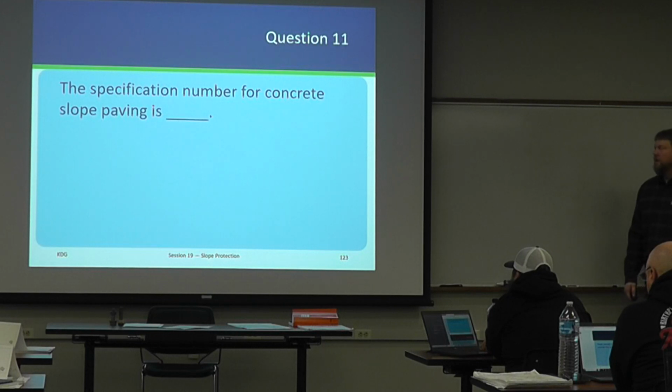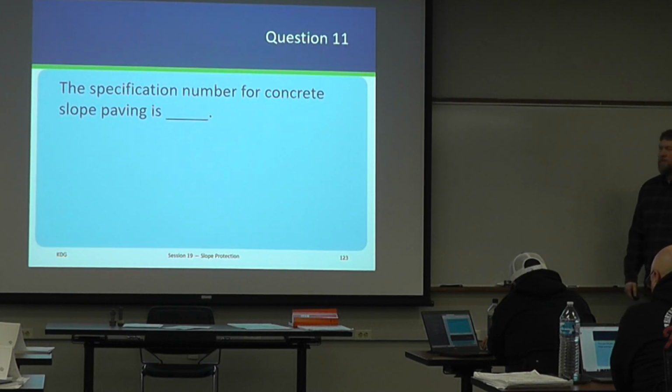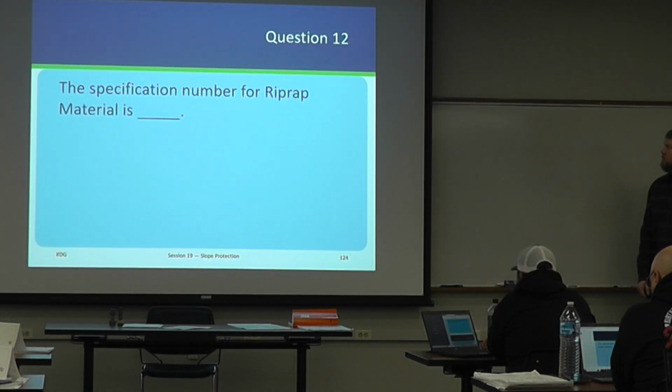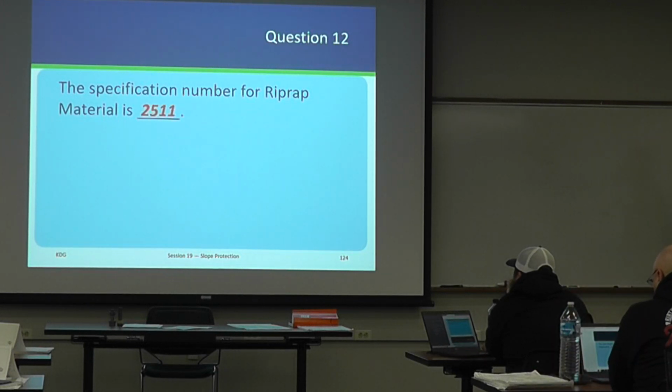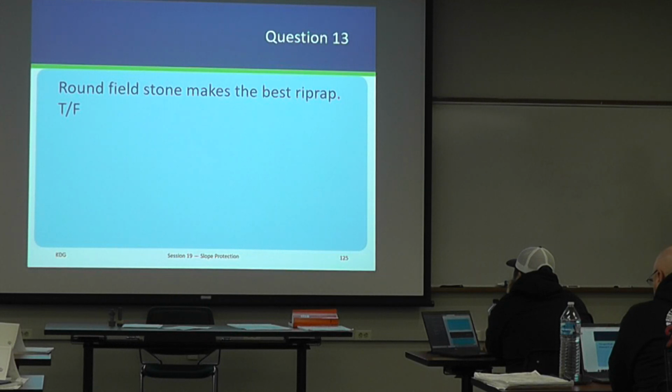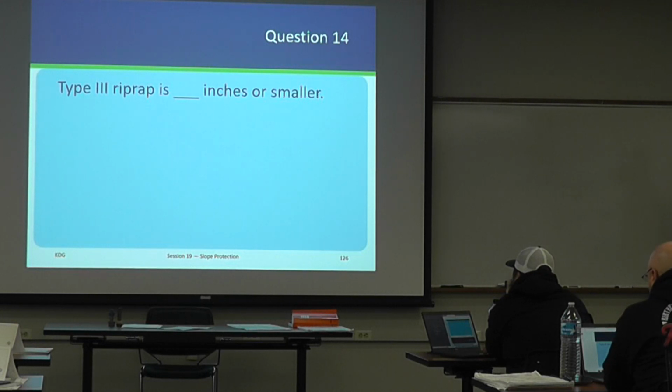What's the spec number for concrete and also for aggregate? Slope paving spec or for concrete? Slope paving, also aggregate. 2511, yeah. How about riprap? 2511, yeah. True or false? Round stone makes the best riprap. False. That would be directly against the spec. We need one fractured face, so very good. Type 3 is how much or smaller? 18 inches, yep.